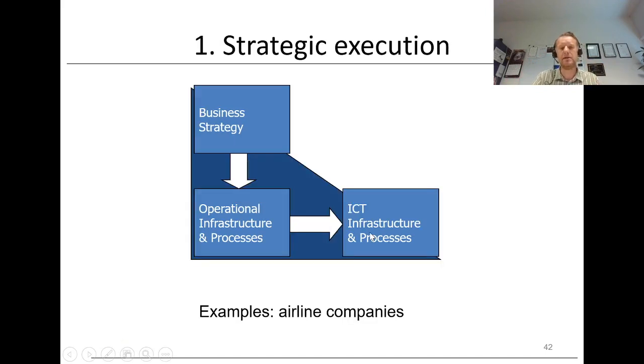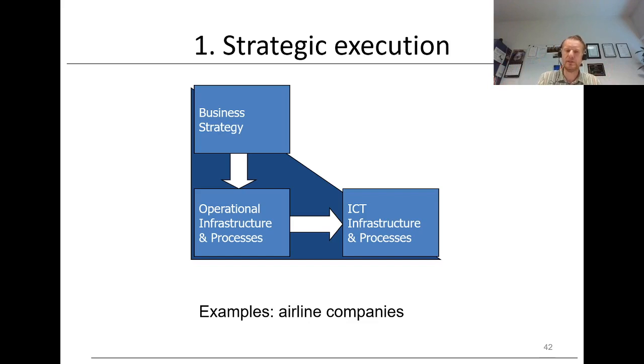Like in this setting, we start from a business strategy. This setting is what we call strategic execution, a very important term. We start from a business strategy. From there onwards, we define our operational infrastructure and processes to optimally support and realize our business strategy. And from there onwards, we move to our ICT infrastructure and processes.